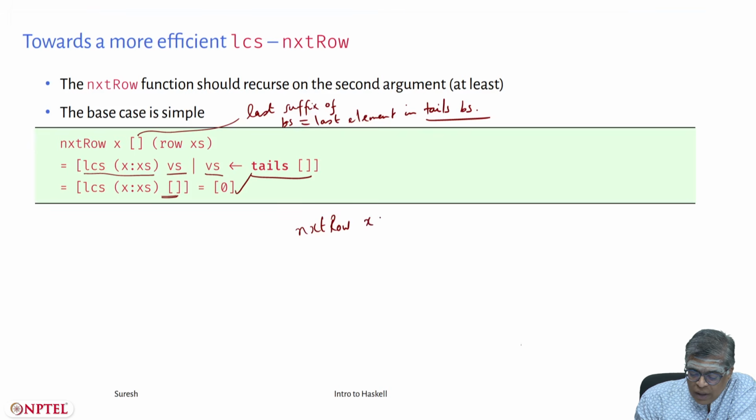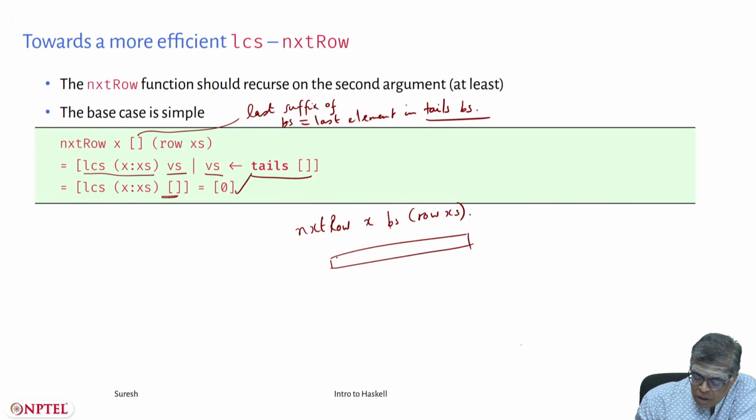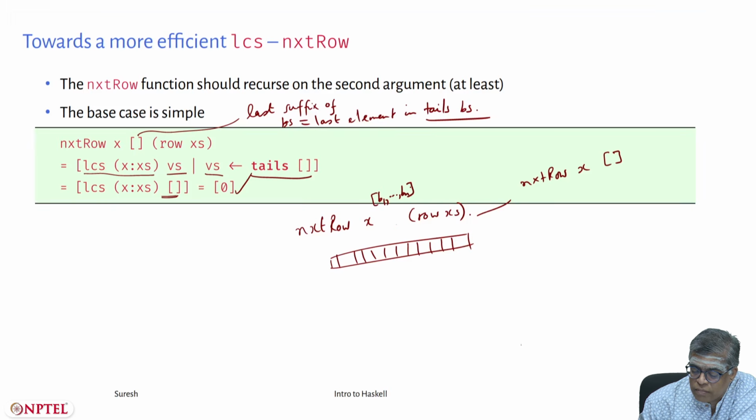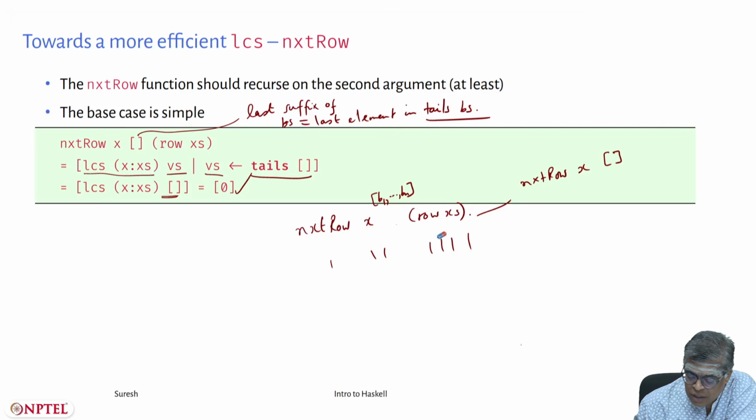of x with respect to B's and row of x's. Okay, B's itself is some large thing. I will do this induction on the suffix of B's. So I will first compute next row. So do this by saying next row of x of the empty list. So let's say B's is actually B1 to Bn, right? So next row of x of the empty list with respect to row of x's.